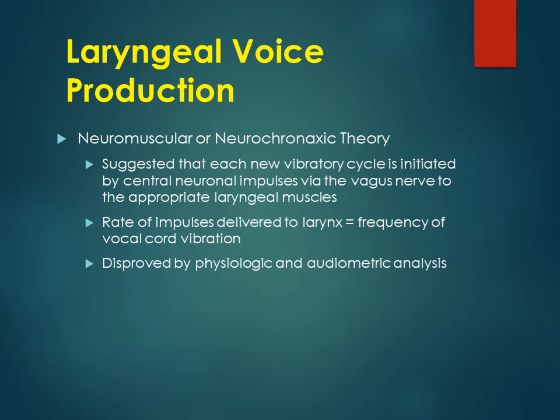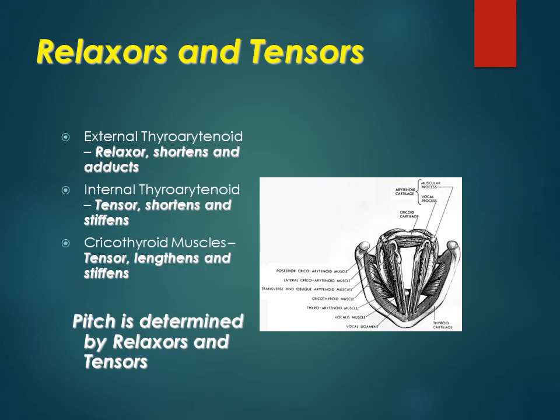The neuromuscular theory suggests that central neuronal control through the vagus nerve will induce vibrations in the vocal cords, and actually this theory is disproved by different physiologic and electromyographic analysis. The relaxers and tensors of the vocal ligament control mainly the frequency of sound produced by the larynx through the action of the thyroarytenoid muscles and the cricothyroid muscles.